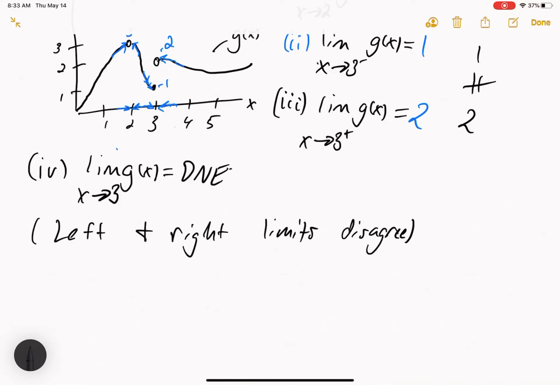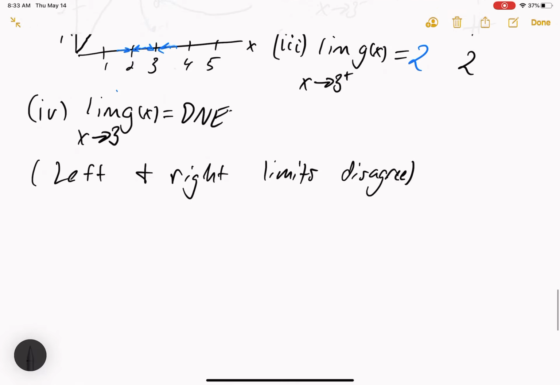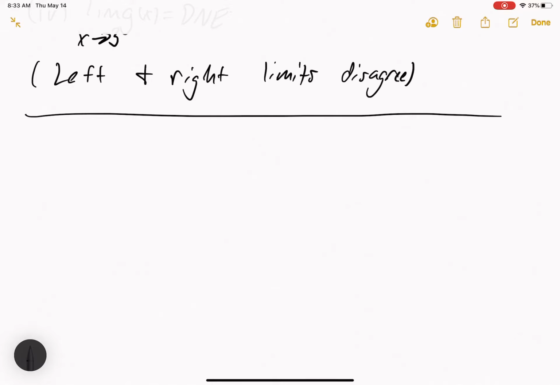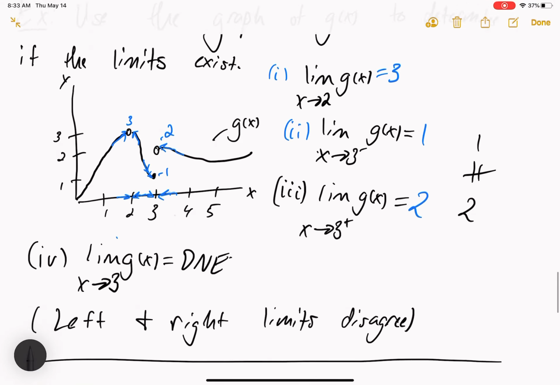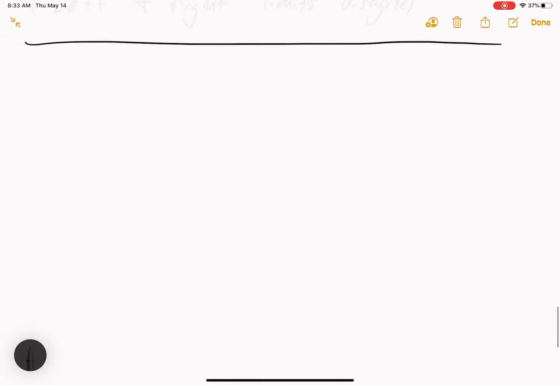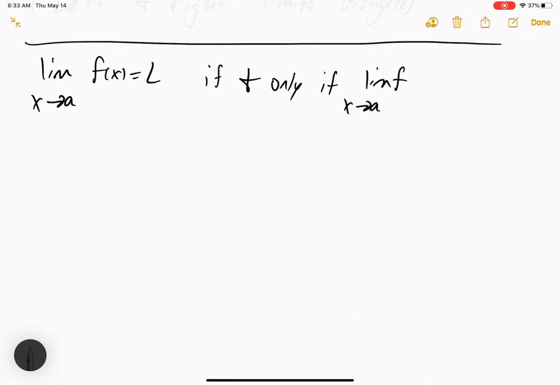Oh yeah, okay. I forgot to give you guys the definition. So what this means, and this will be very important whenever you do other kinds of limits, especially when you do other problems, is that from the definitions we have: the limit as x goes to a of f of x is equal to L if and only if the limit as x goes to a from the left of f of x is equal to L, and the limit as x goes to a from the right of f of x is equal to L.